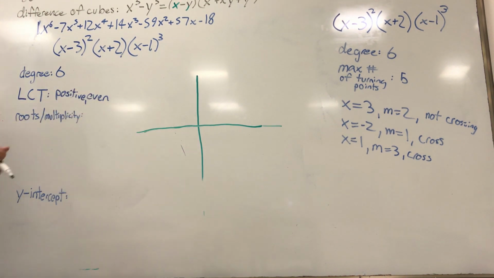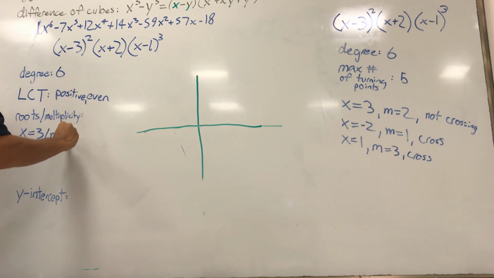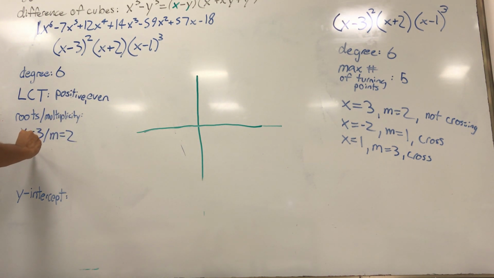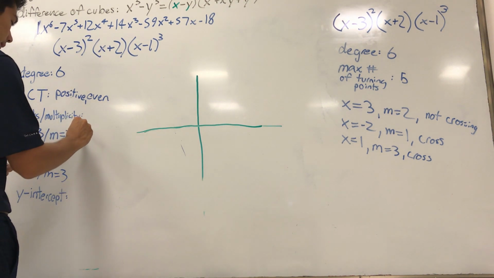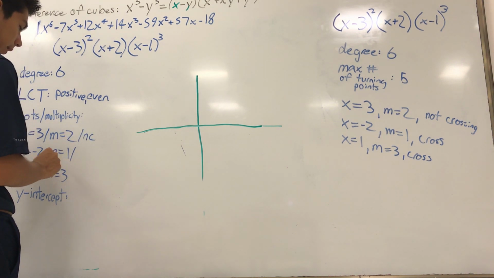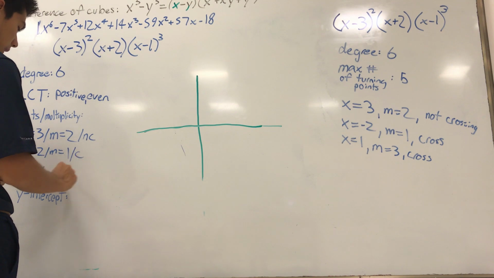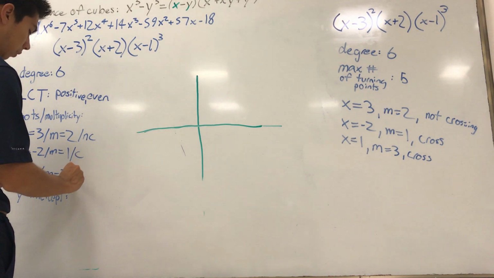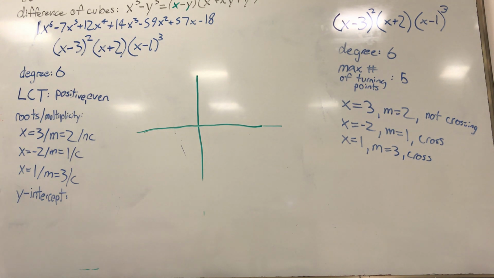So I have it over here already, roots and multiplicity. So our roots are x equals 3. This has a multiplicity of 2. I have a root at x equals negative 2. That has a multiplicity of 1. And I have a root at x equals 1, and that has a multiplicity of 3. So if I look at my multiplicities here, this 2 is even, which means that I'm not going to cross, which I'm going to write NC, not crossing. This 1 is odd, so it is going to cross. And this 3 is also odd, so at 1 it'll also cross the x-axis.